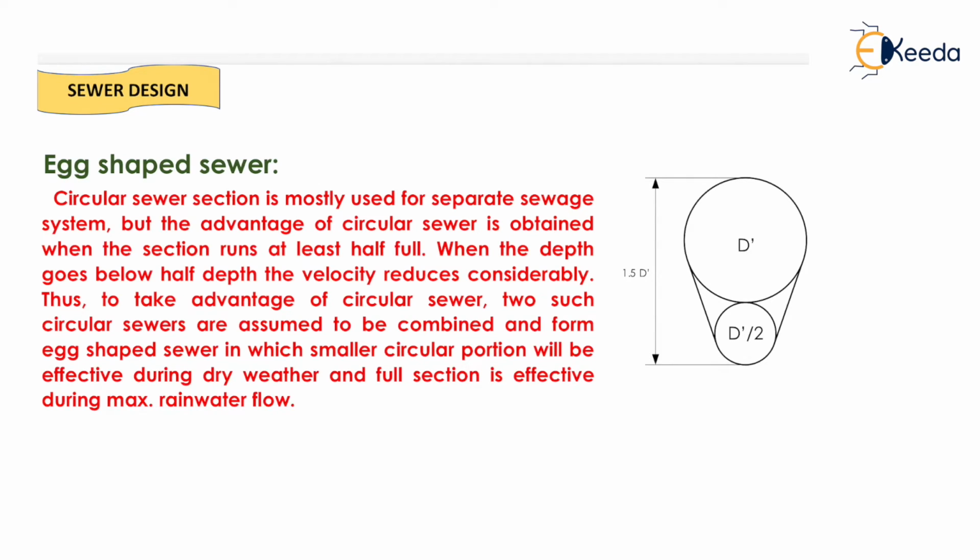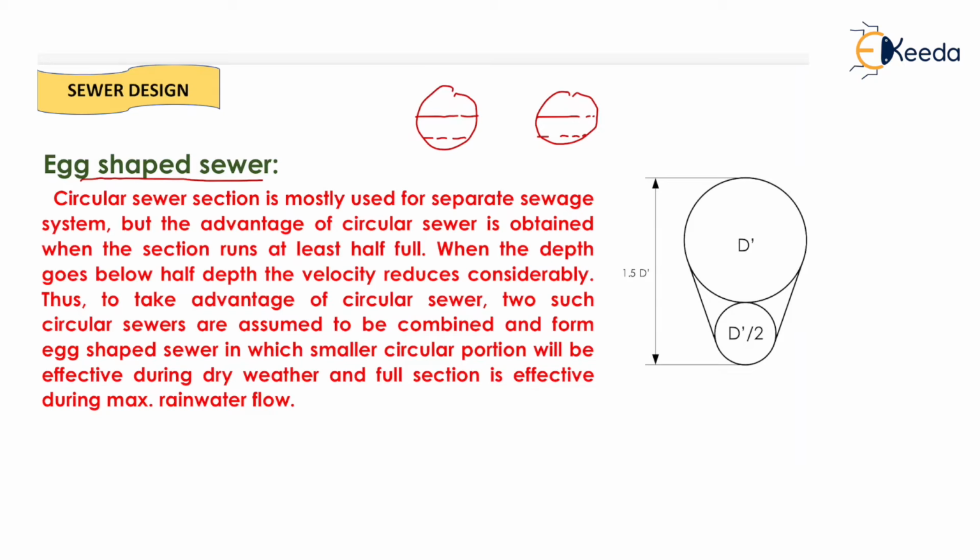What is an egg-shaped sewer? If we need to provide two separate circular sewers, one for sewage flow and one for storm flow, we need to maintain at least half of the depth in each of the sewers so that both will run efficiently. But in the summer season, what will happen? The amount of water flowing in the sewer is very less. That's why its efficiency decreases. So we need to use the egg-shaped sewer in place of two circular sewers.